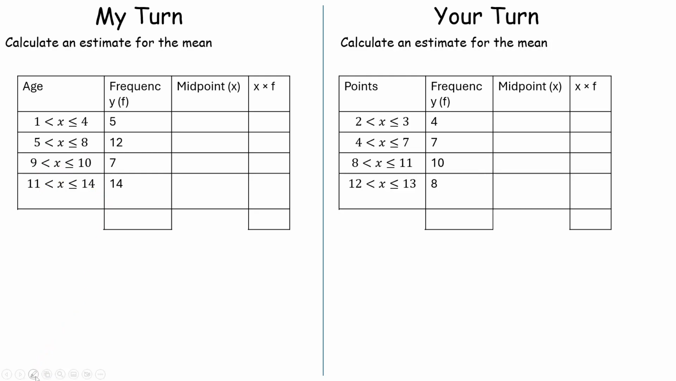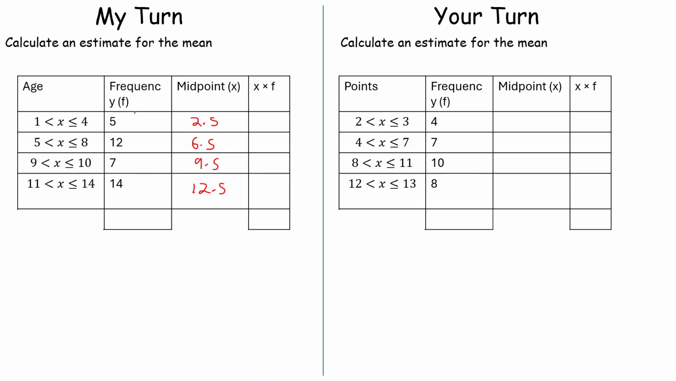So you want to find your midpoint initially between 1 and 4. If we look at this one, we've got 1 here and 4 over here. The difference between these two is 3, and half of 3 is 1.5. So you add 1.5 to 1, which is 2.5. So the midpoint here is 2.5. Similarly, between 5 and 8 the midpoint is 6.5, between 9 and 10 it's 9.5, and between 11 and 14 it's 12.5.